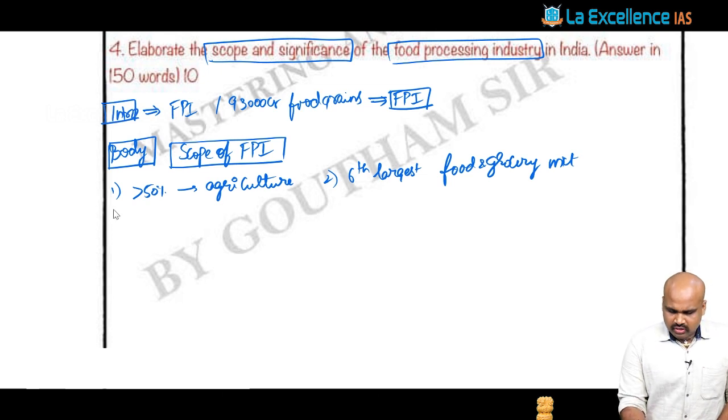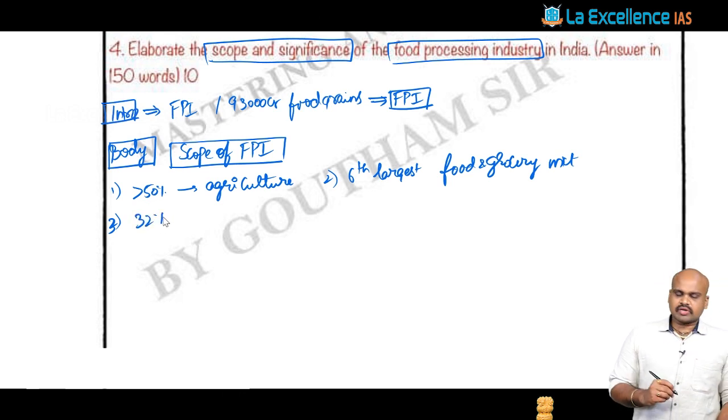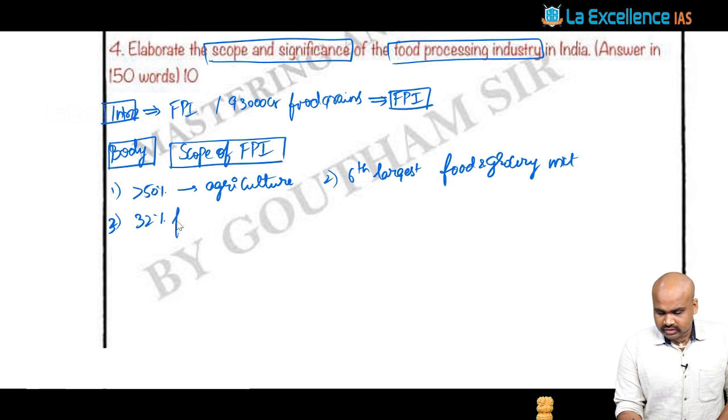Then apart from that, what else can we talk about? The food processing industry accounts for around 32% of India's food market. India's 32% of food market is occupied by the food processing industry.